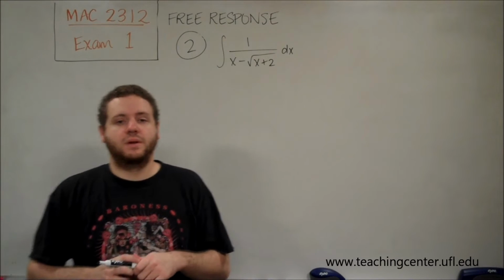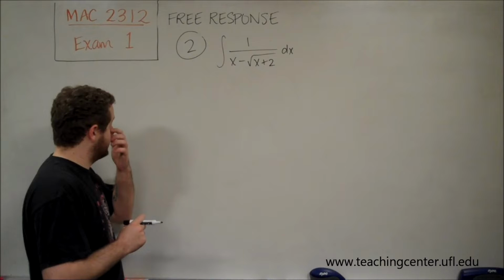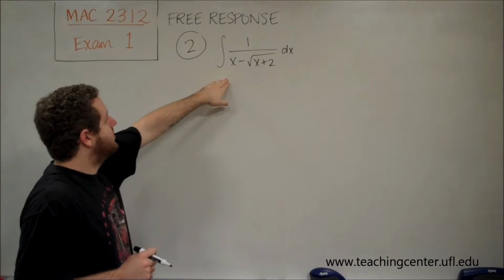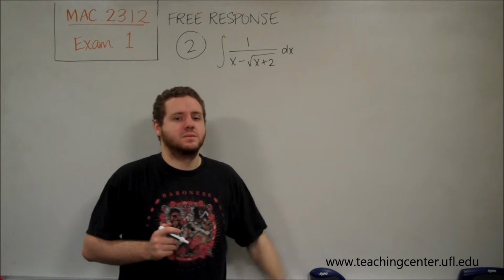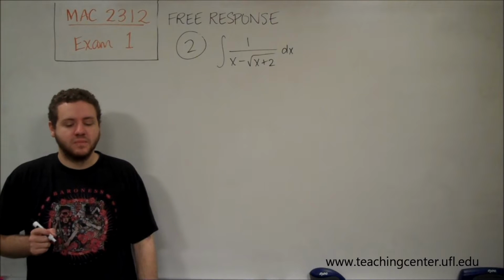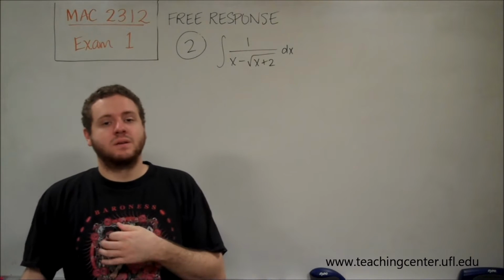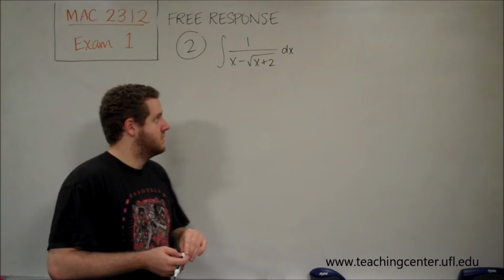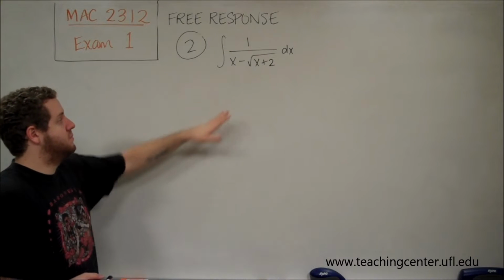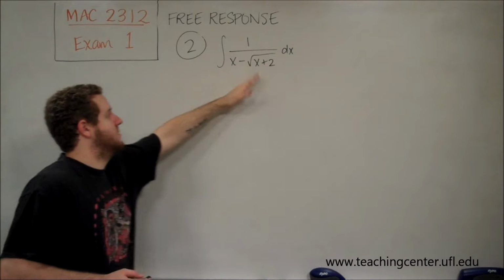Number 2, we're doing another indefinite integral here. We have 1 over x minus radical x plus 2 dx. So, again, this one might not be so obvious what we need to do at the start. Now, obviously, partial fractions isn't going to work here because we have a square root there.